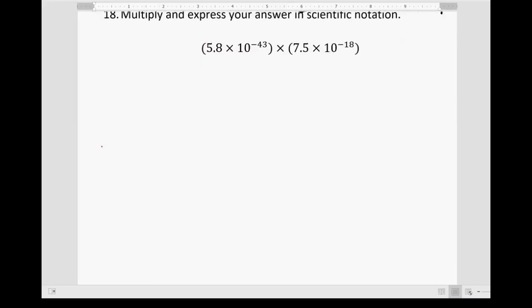Okay, let's look at the next one. Multiply and express your answer in scientific notation. So, just keeping it all the way straightforward with you guys, you can use a calculator, so don't hesitate to do that if you get stuck on this. Or we're also going to do this using math. Okay, so to multiply, I'm going to start by multiplying 5.8 times 7.5.